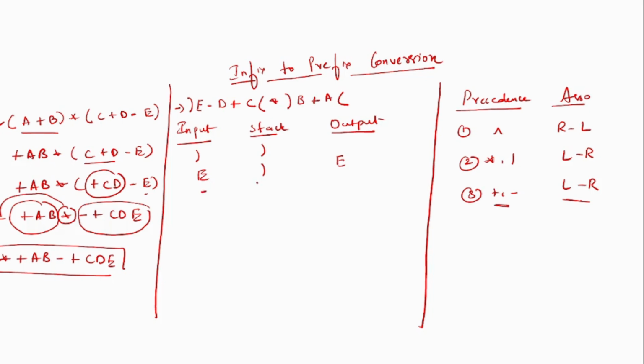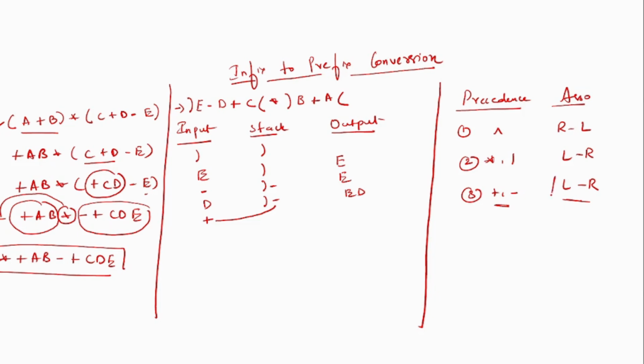Then I have minus here. Now I will put minus after the close bracket and then E remains here. Then comes D. D is not an operator, therefore I will say ED. I will have plus now. Now we can see plus has the same precedence as the operator in the stack. If the precedence is the same, we need to look for associativity. We cannot look for associativity at first. If the precedence is the same, then we look for associativity.